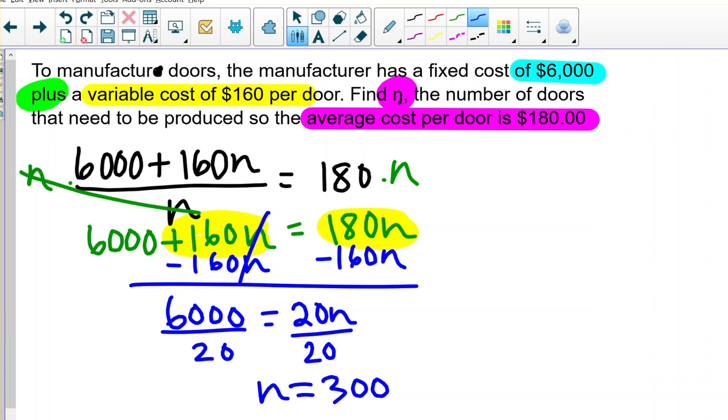And again, I want to go back and make sure I'm answering the question. Find N, the number of doors that need to be produced. So indeed, I have found N. And I always want to label this. So the answer is 300 doors.